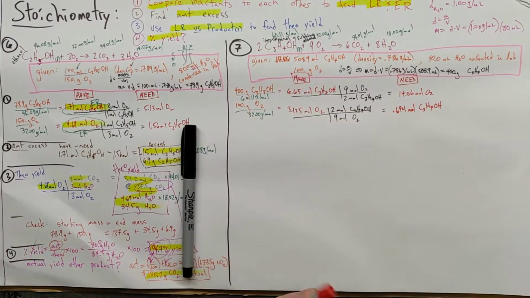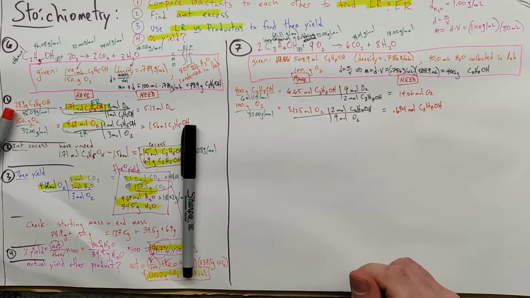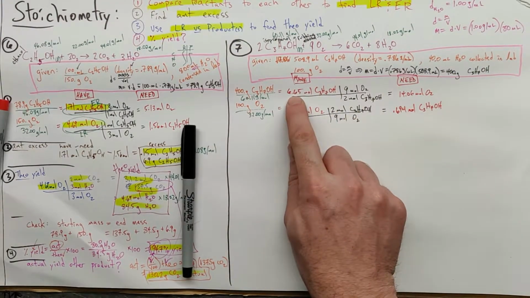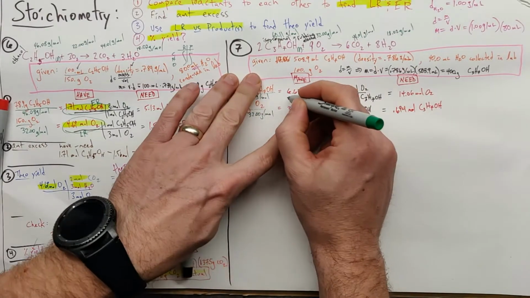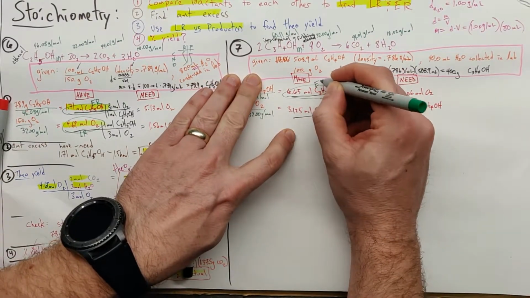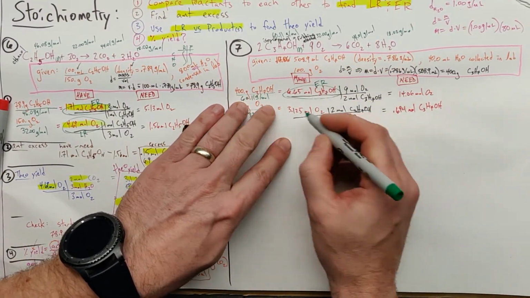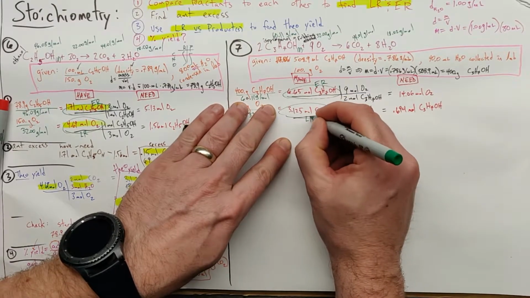And it looks to me like we have 6.65 and we only need 0.6. This is by far our excess reactant. And 3 and we need 14. That's by far our limiting reactant.